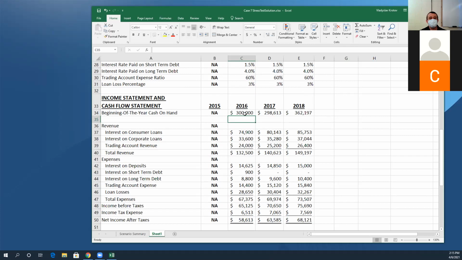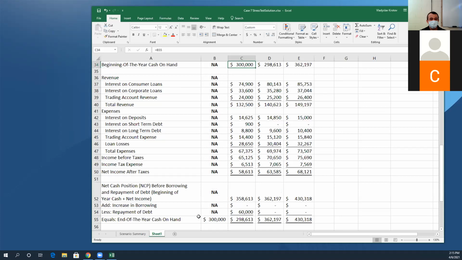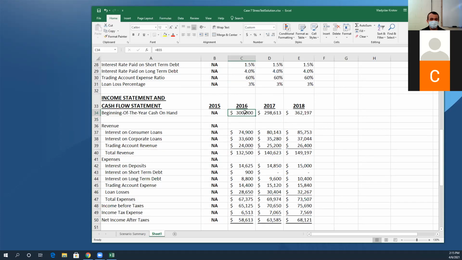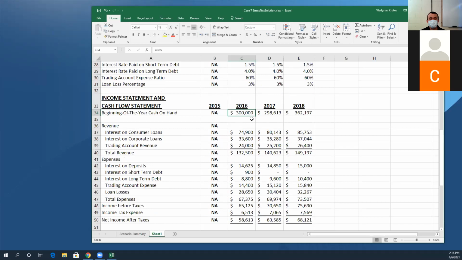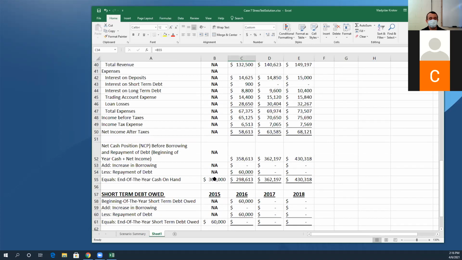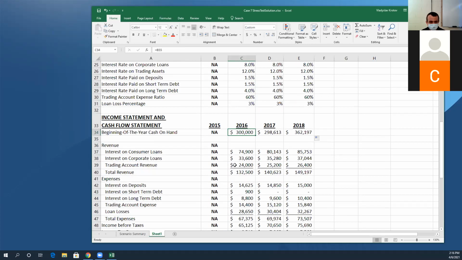How much money do you have at the beginning of 2016? That comes from this cell: cash on hand at the end of the previous year. So the cell value is equals to B55, meaning it comes from this cell. That's it. Okay. And then once you do that, you just copy this formula for all 3 years. I will not do that for you. You will do it yourself. Okay. So this is your beginning cash on hand. It's equal to the end of the year cash on hand.